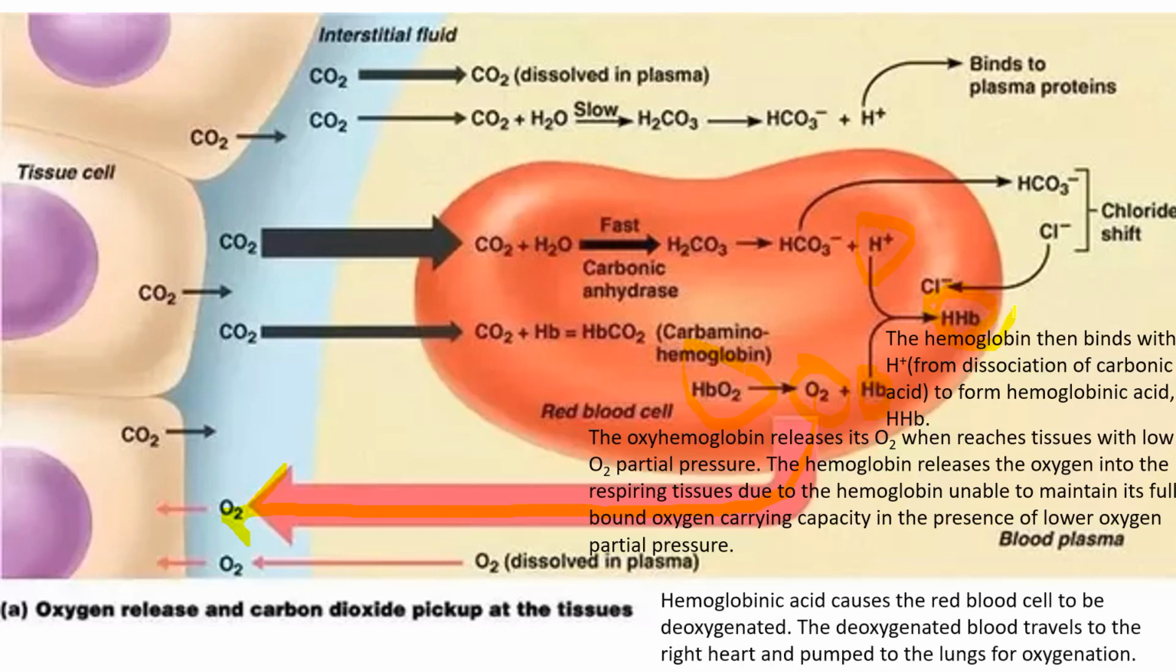The hemoglobinic acid causes the red blood cell to be deoxygenated and appear bluish purple. Then this deoxygenated blood will travel to the right heart and be pumped to the lungs for oxygenation. So that's it about transportation of oxygen in blood.